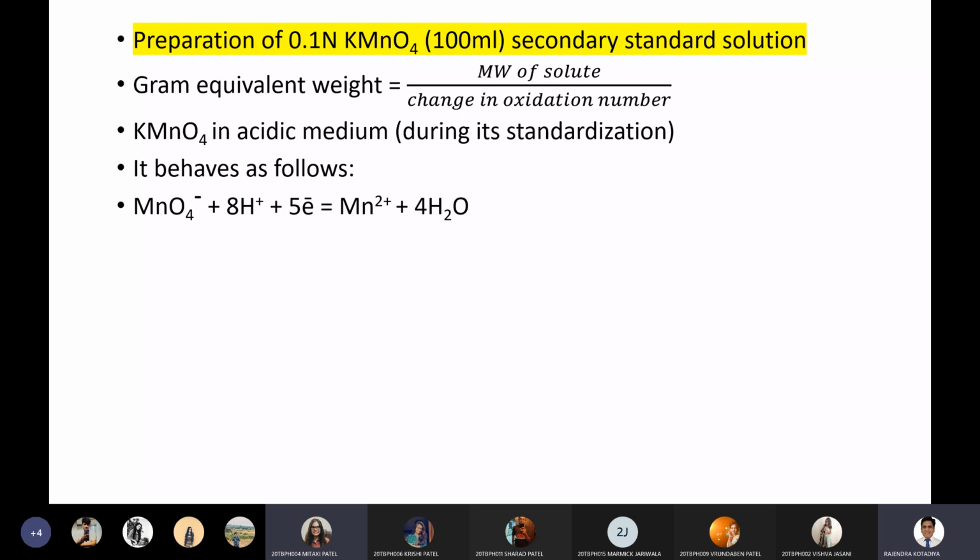Electron transfer occurs. Mn is +7 and Mn changes to Mn +2. So there is a transfer of 5 electrons. So the oxidation number change would be 5.